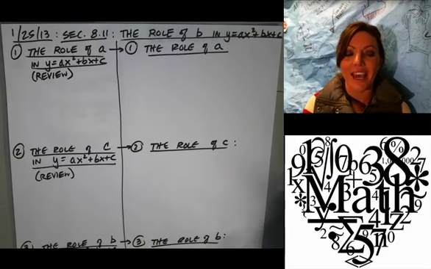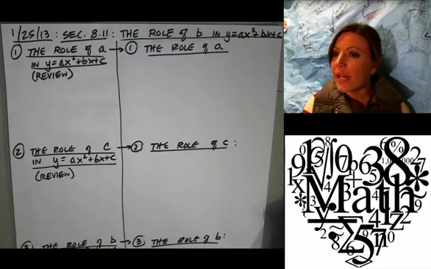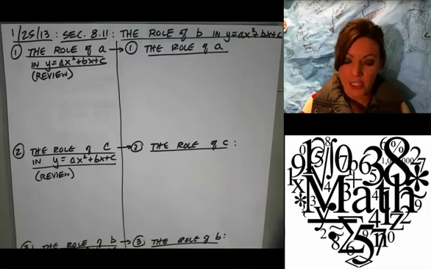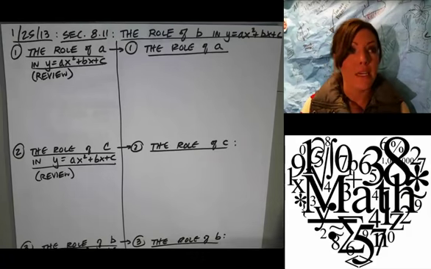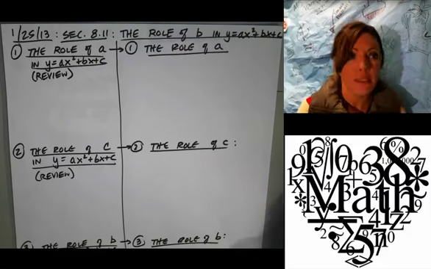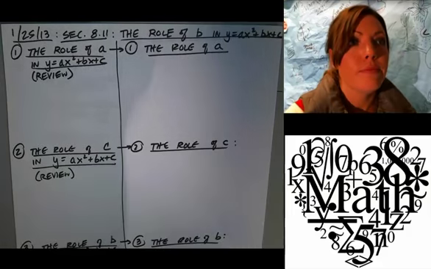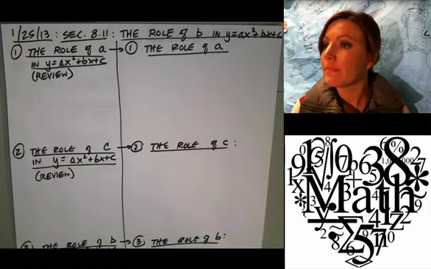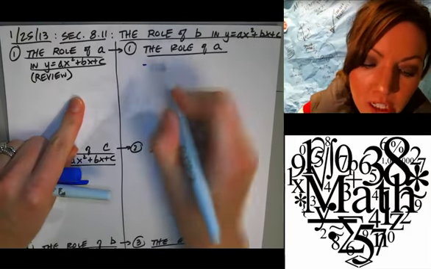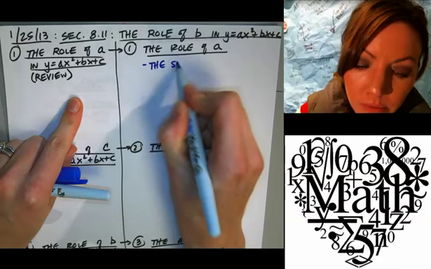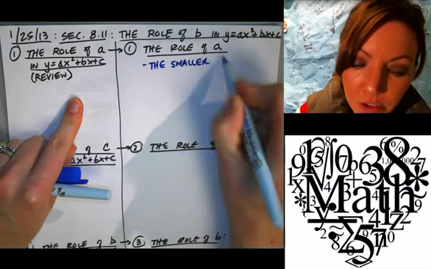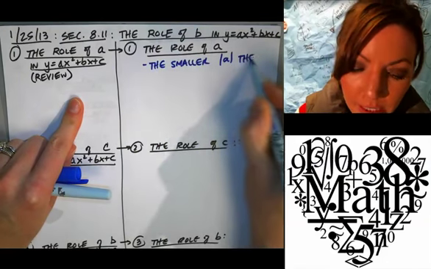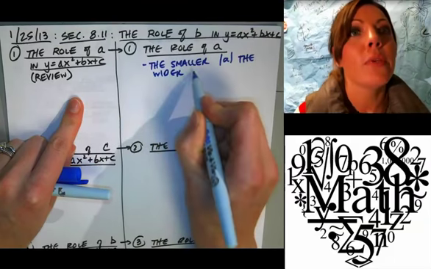Okay, so before we get into the new stuff, which is looking at the role of b in y equals ax squared plus bx plus c, Kendra? Yep. The smaller a is, the wider the... Good. So the smaller the absolute value of a is, the wider it is. Good. What else?